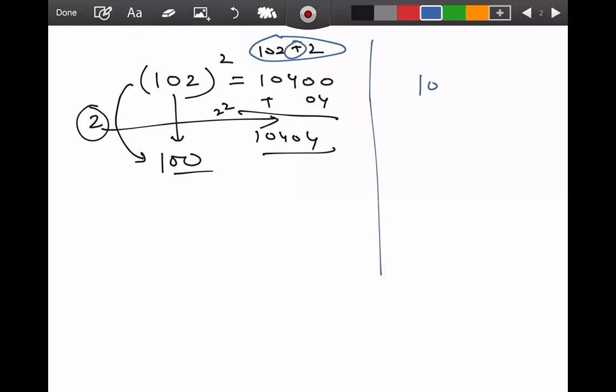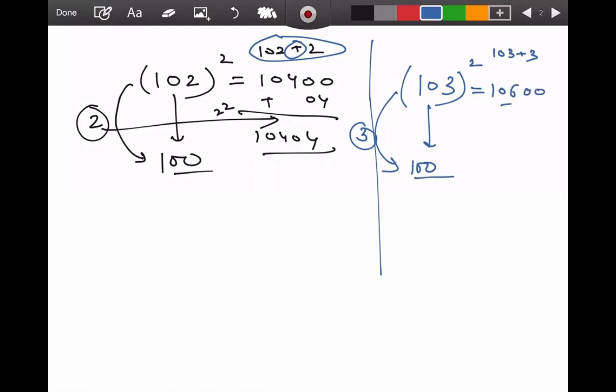Can you solve this 103 square quickly? Sir, can you explain this one again? No. First tell me the process. What is the difference? 3. This time we just add. This will be 106. Rest process is same. 2 zeros and 3 square gives us 9. So 10609. Clear?